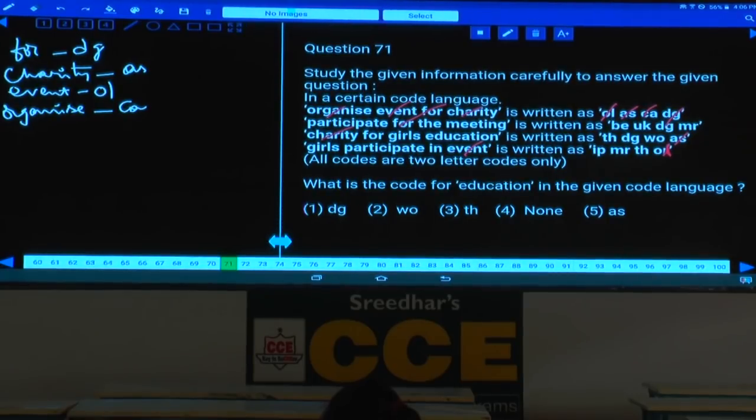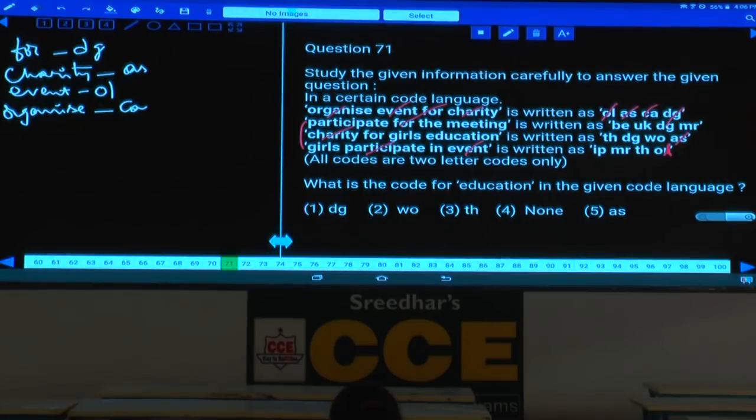Participate the meeting. Participate the meeting. Between the second and the third, no word is common. Hence compare the second and the fourth. Participate the meeting. Participate is the word which is common between these two. As participate is common, what is the code common between these two here? BE, UK, MR. MR is common between these two. Hence the code to the word participate is MR.